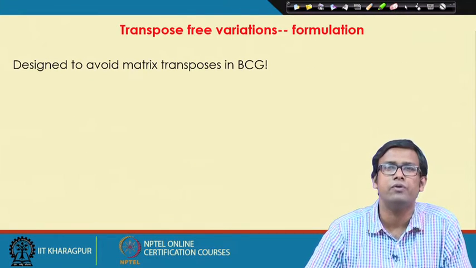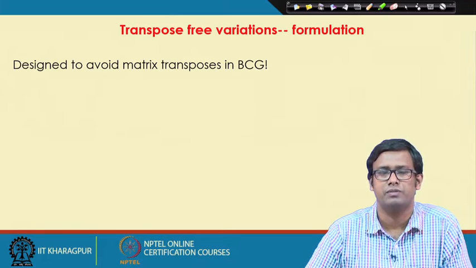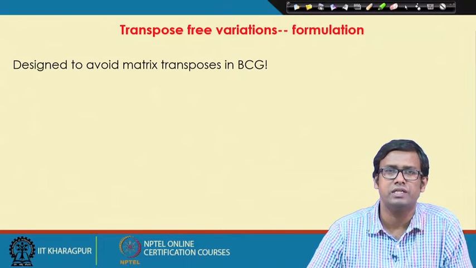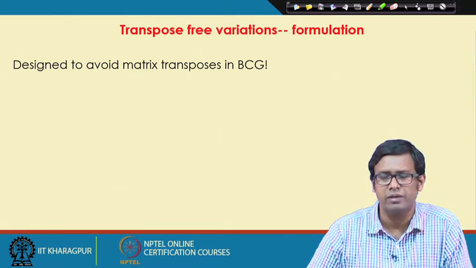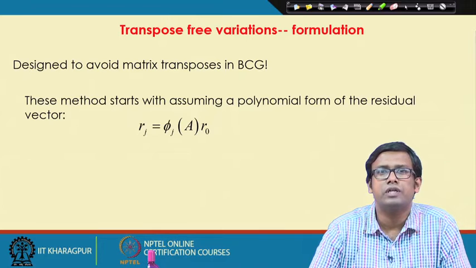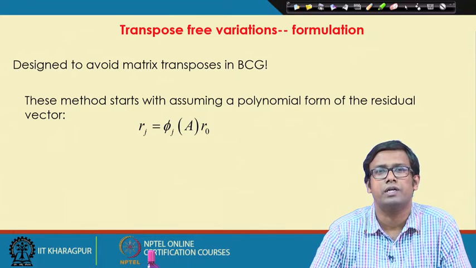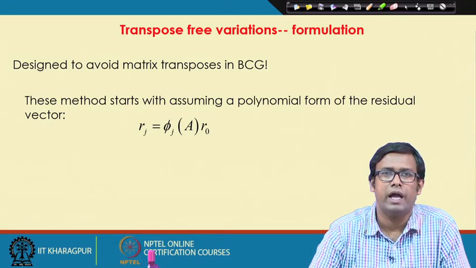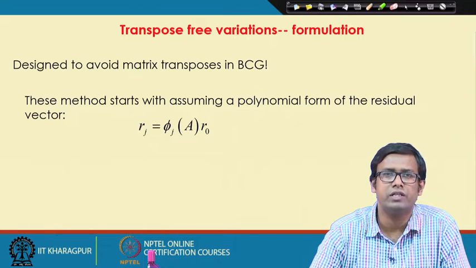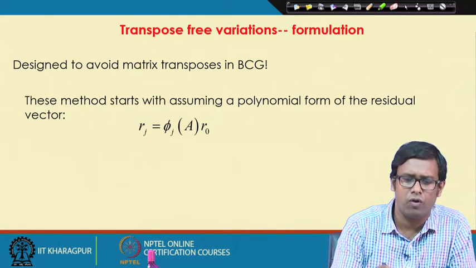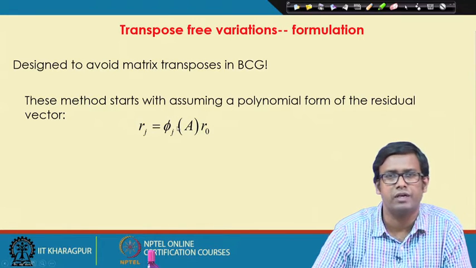And so, what we look for is a transpose free variation of this method. Transpose free variation means, as it says clearly, that this is designed to avoid matrix transposes which are in the usual biconjugate gradient. So, this method starts with assuming a polynomial form of the residual vector. That is, we start with R0, the initial residual vector based on the guess value, and at any iteration level the new residual vector Rj is R0 multiplied with a polynomial of the matrix A, phi j of A.